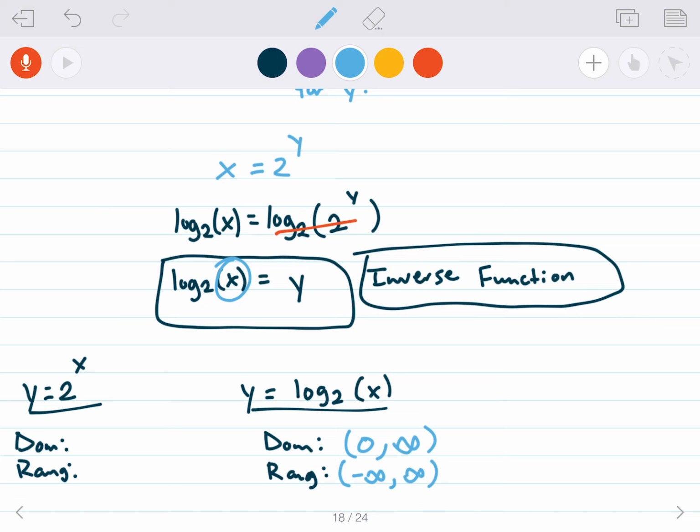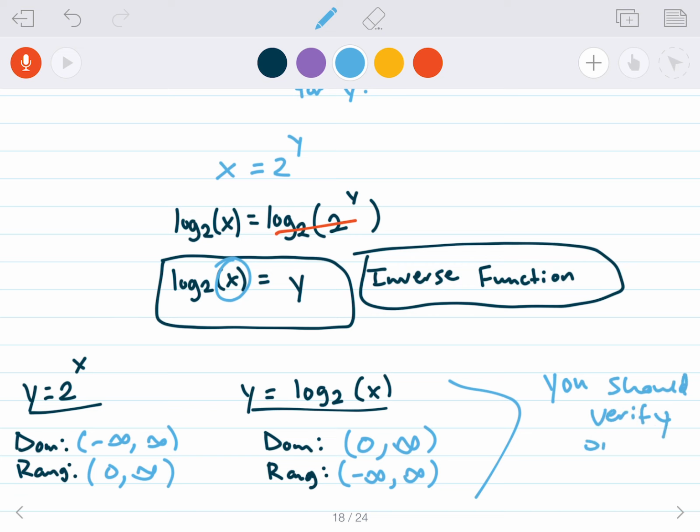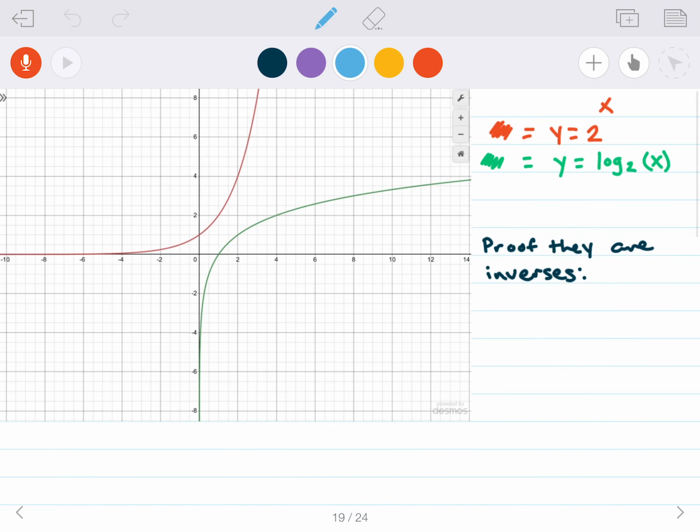And because we have inverse functions, the domain and the range are going to swap. So the domain of the exponential is the range of the log. So the domain here is negative infinity to positive infinity. And the range is the domain here. So it's going to be from 0 to infinity. And what I'm going to ask you to do is you should verify this for yourself on Desmos. You should check out Desmos and make sure that these all match up. All right? All right, cool.